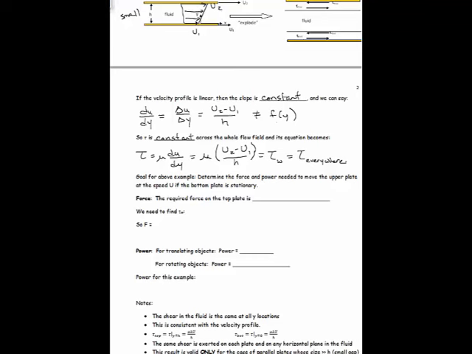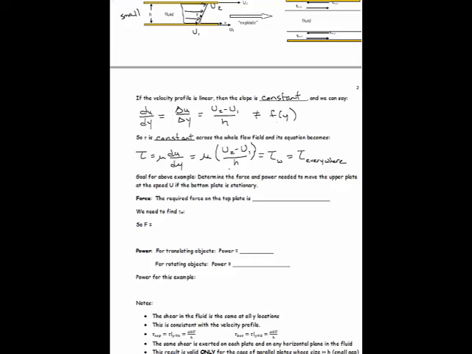All right, so that's going to help simplify everything. Whenever you see that you've got a bearing or something and two plates moving at different speeds with a fluid in between, think small gap approximation and think linear. Then you can just say that mu times delta u over h is our shear stress.